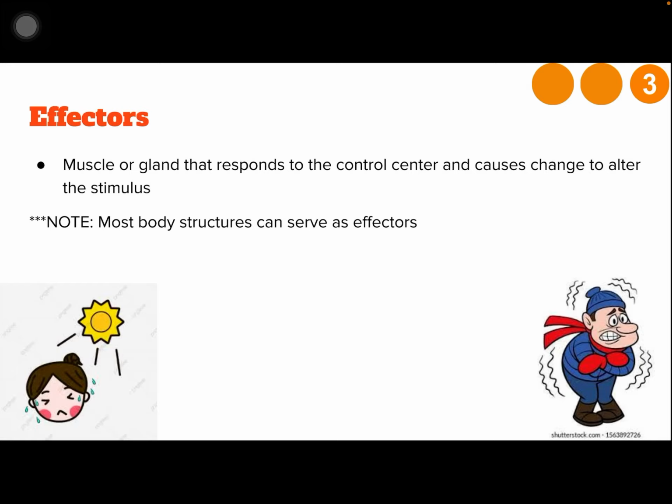Going back to our example, here you'll see the sweating, which will help you cool down, or the shivering will bring that body temperature in, both of which will bring you closer to that 98.6, closer to your homeostasis.